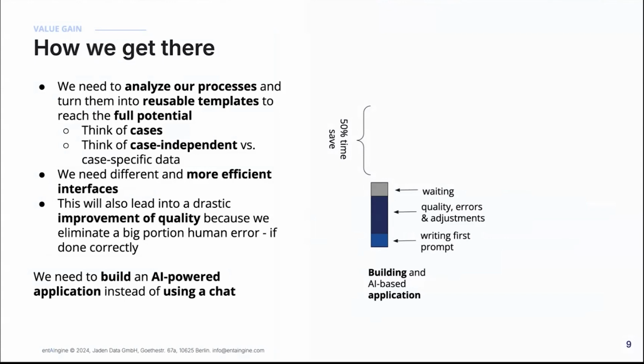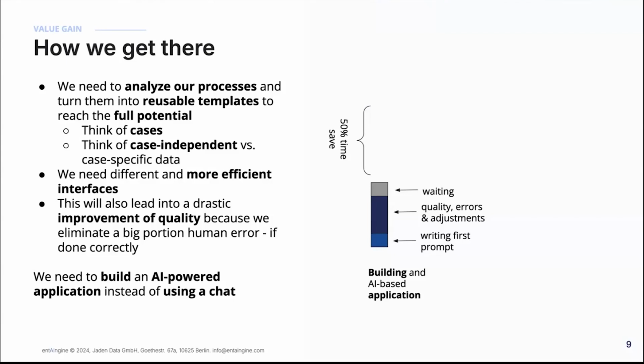In the example of Jenny, who's doing invoice controlling, the case-independent data might be the cost centers that this company has and the description of what goes in which cost center. That is data that is always the same. It's context data that you need to know to make a good mapping to cost centers, but the invoice always changes. So this is case-specific data.